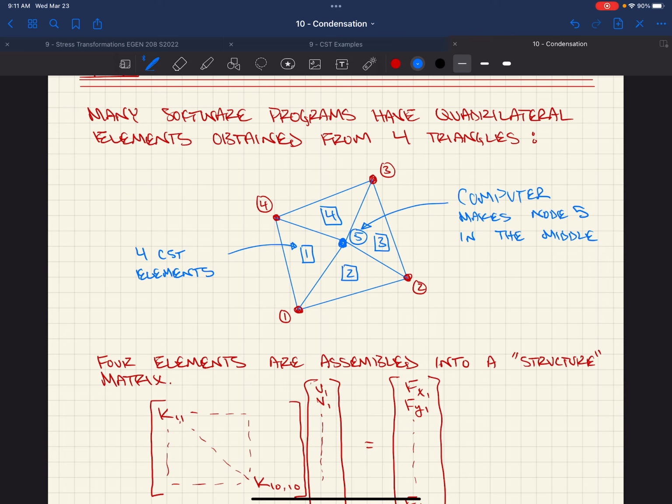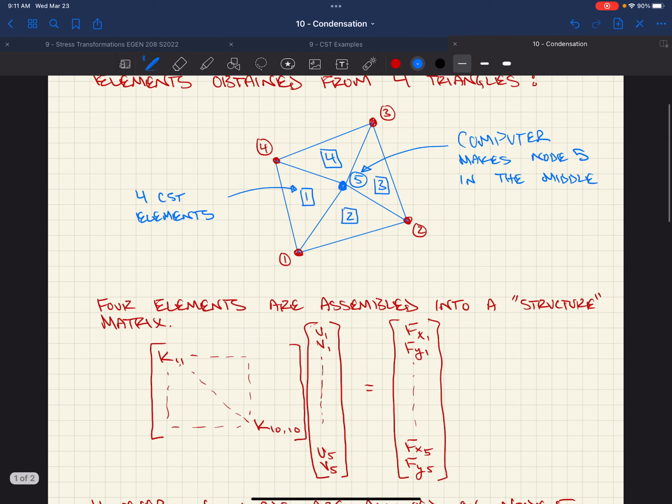So yeah, you have this quadrilateral. You say, screw it, I don't want to do a quadrilateral. I'm going to add a fifth node. They add a fifth node. They create 4 triangles. Those 4 triangles they can assemble into an assembly, right? A structure matrix that associates the equilateral triangle into 4 CST or 4 triangular elements, okay?